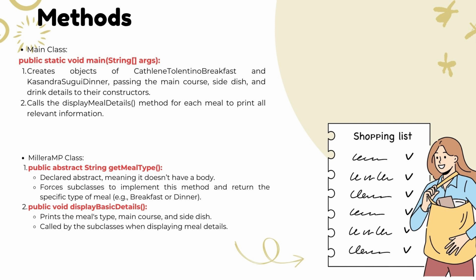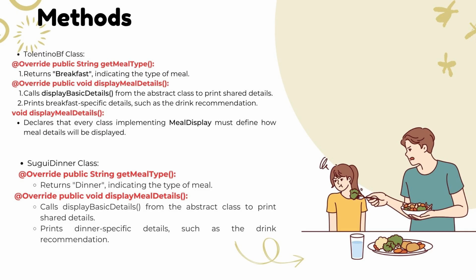While the display basic details method prints the basic meal information such as meal type, main course, and side dish, and is called by the subclasses to display these common details before adding any additional specifics like the recommended drink.